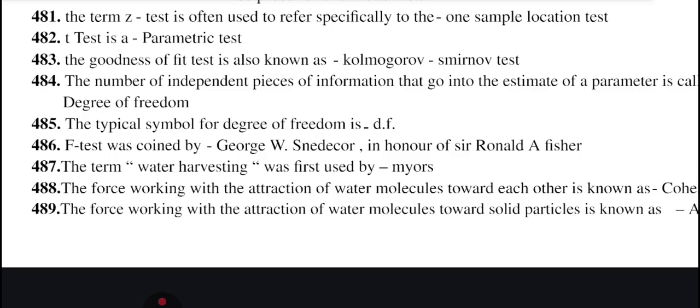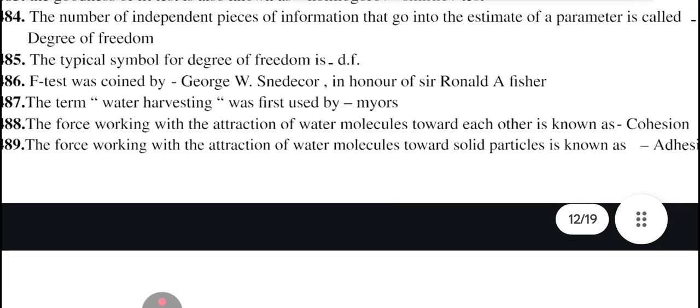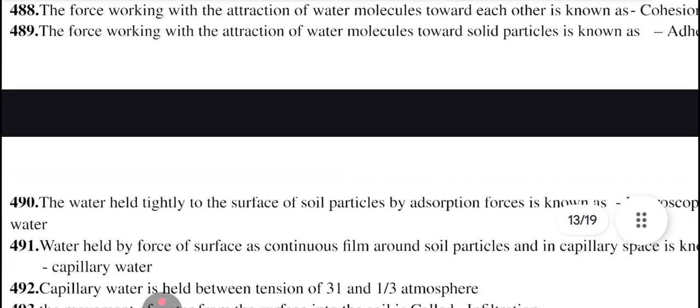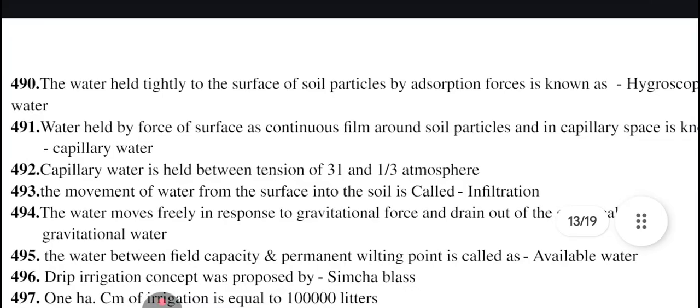Force working with the attraction of water molecules towards each other is known as cohesion. Force working with the attraction of water molecules towards solid particles is adhesion. Water held tightly to the surface of soil particles by adsorption forces is hygroscopic water. Water held by force of surface as continuous film around soil particle and in capillary space is capillary water. Capillary water is held between tension 31 and 1/3 atmosphere.